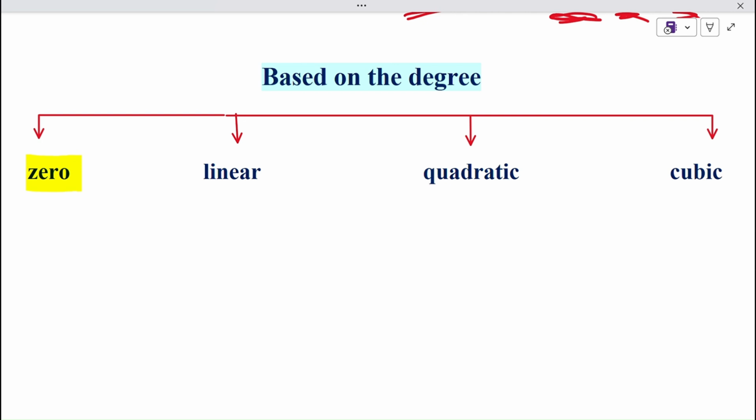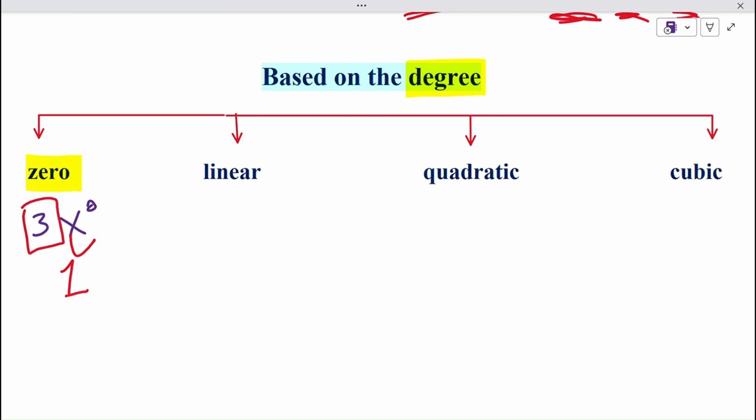For example, we have 3x to power 0. This is the degree. Be careful. I told you based on degree. It means the degree of this variable. Now, x to power 0 means 1. So 3 times 1 is just 3. So a polynomial with the degree 0 is equal to a constant.